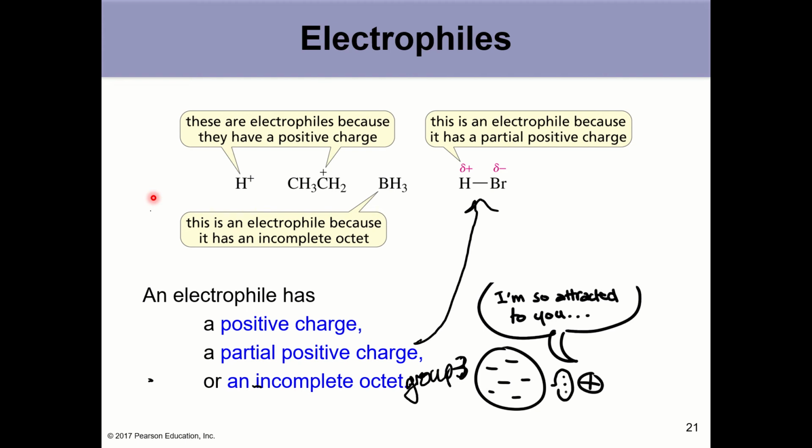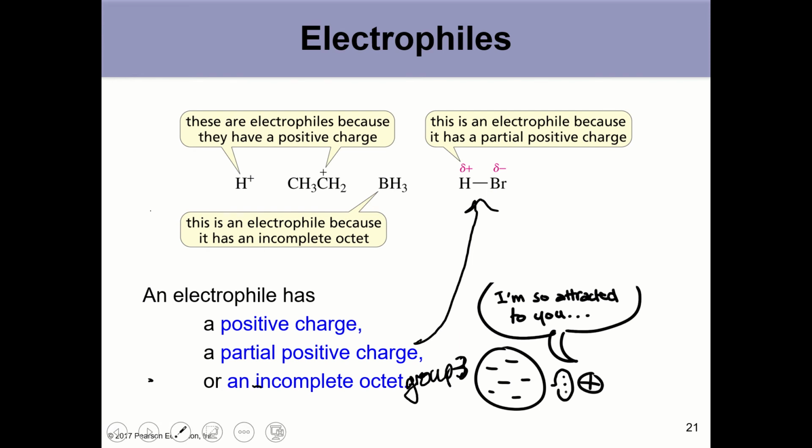Electrophiles. Electrophiles have a positive charge, a partial positive charge, or an incomplete octet. So for example, our electrophiles include a proton, an ethyl cation, and boron, which has an incomplete octet. These are characteristics that you must memorize. An electrophile has a positive charge, a partial positive charge, or an incomplete octet.